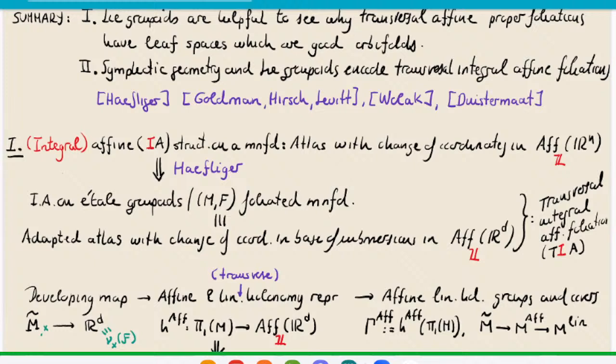There's another viewpoint in which the transverse integral affine structure doesn't use this holonomy groupoid of transversals. It actually uses objects on the whole foliated space. So we would basically use an adapted atlas in which the change of coordinates in the base of the submersion would have to belong to this integral affine group.